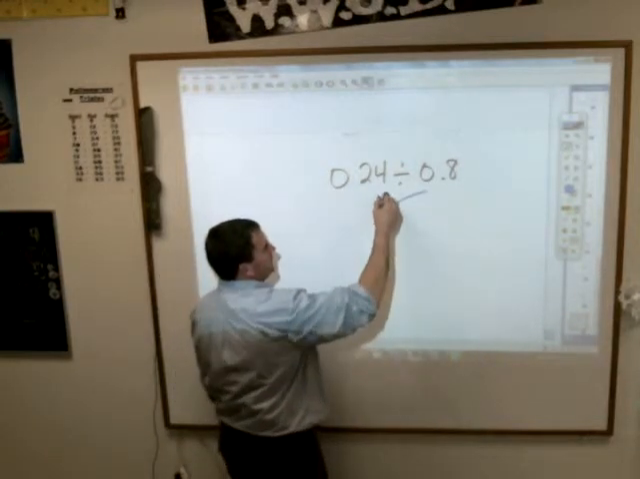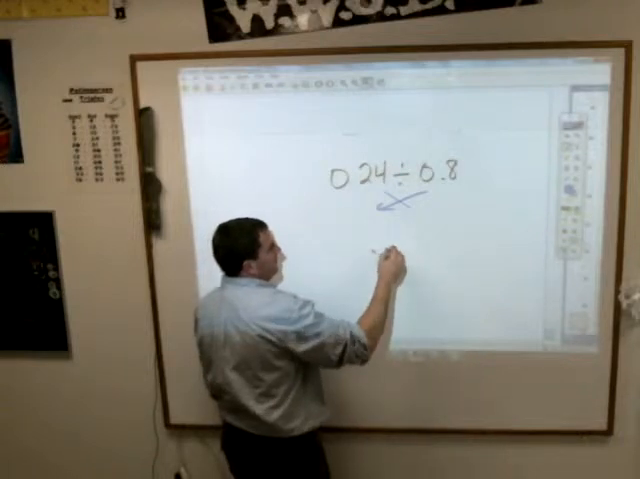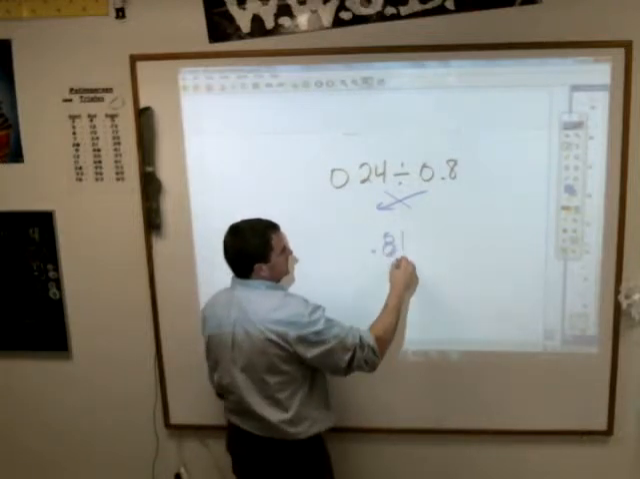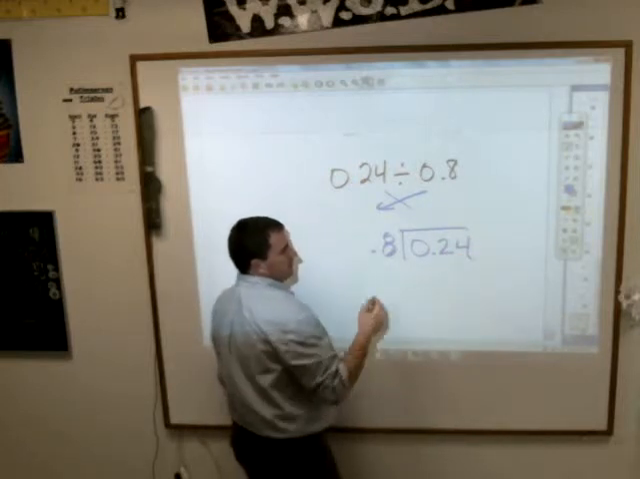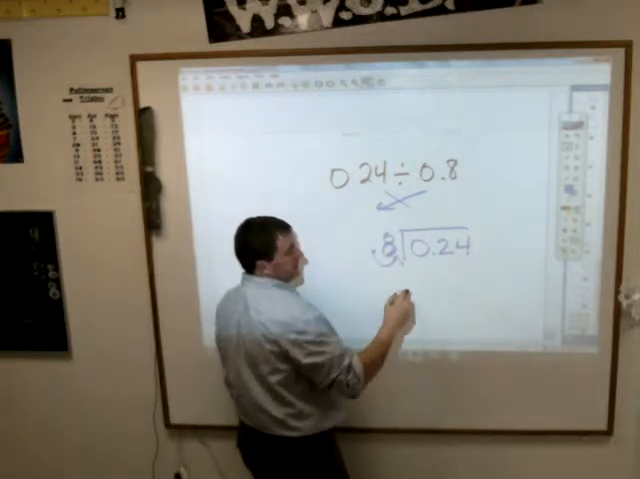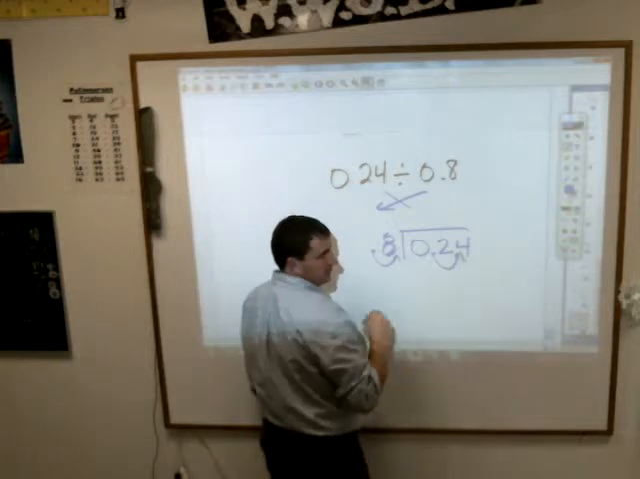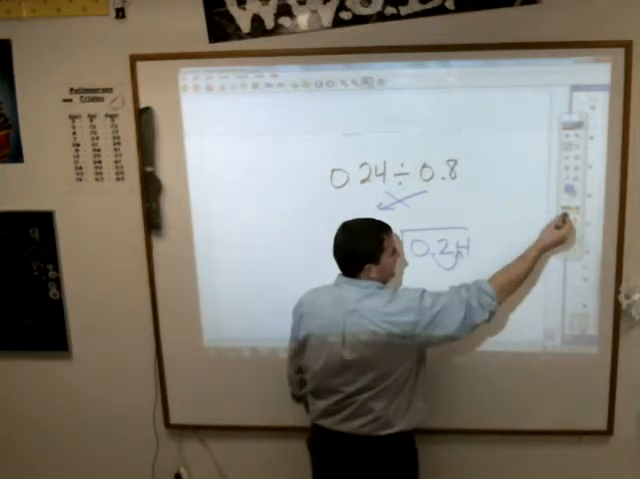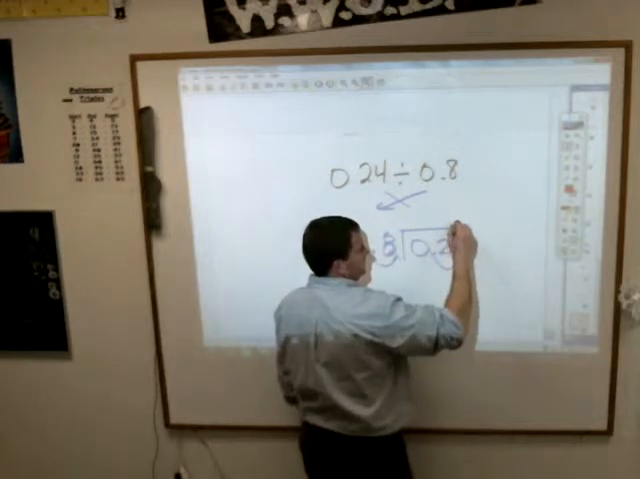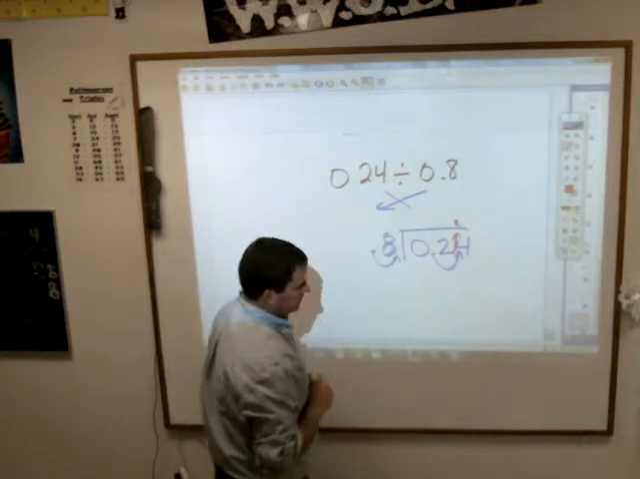So you flip-flop these places, right? 0.8 went on the outside, correct? And inside was 0.24, right? You had to move the decimal one place here to get that thing. You have to move the decimal one place there, which means it moves straight up from there. So your decimal in your answer's going to go there.